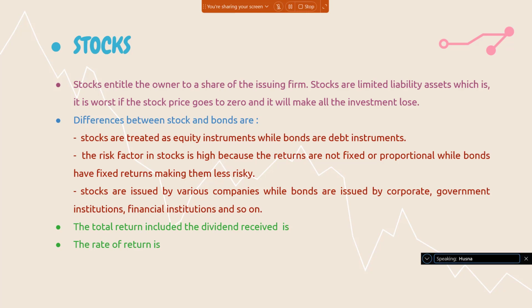The differences between stock and bond are: stocks are treated as equity instruments, while bonds are debt instruments. The risk in stock is high because the returns are not fixed or proportional, while bonds have fixed returns, making them less risky. Stocks are issued by various companies, while bonds are issued by corporations, government institutions, financial institutions, and so on. Some formulas of total return and rate of return are below.